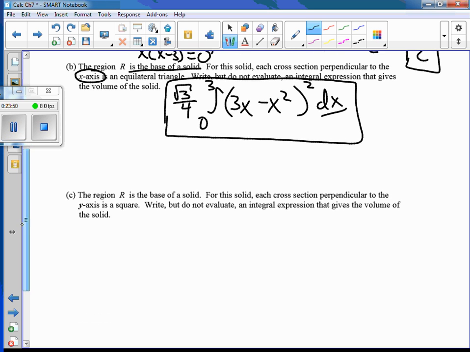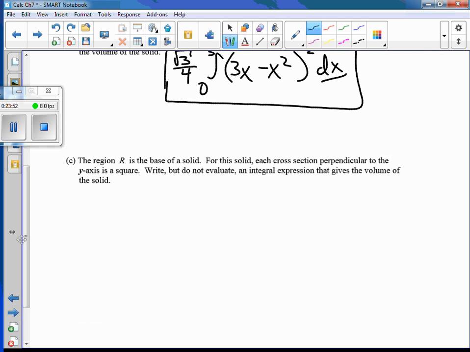Now let's try part C. It says the region R is the base of a solid. For this solid, each cross-section perpendicular to the y-axis is a square. So let's go ahead and use that information to start filling in our integral. So that's an integral with respect to y, and it says that they are squares.